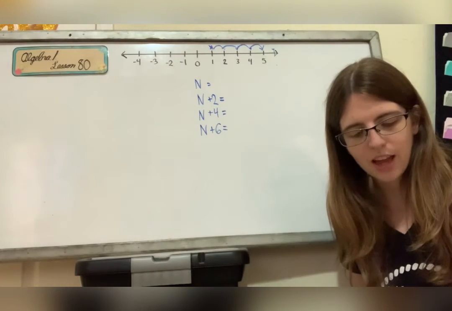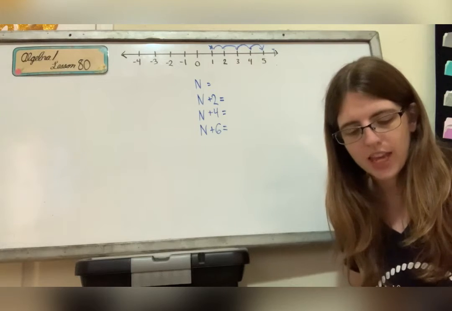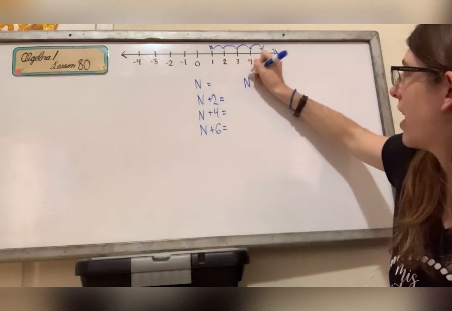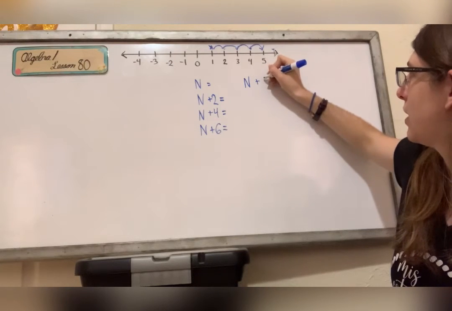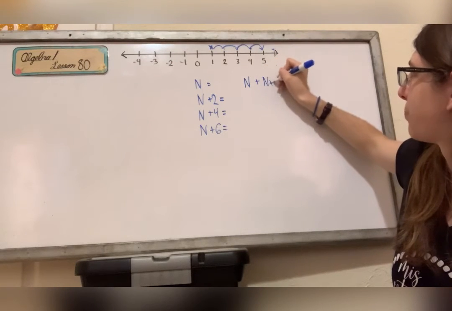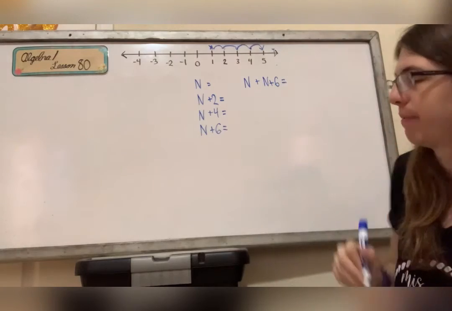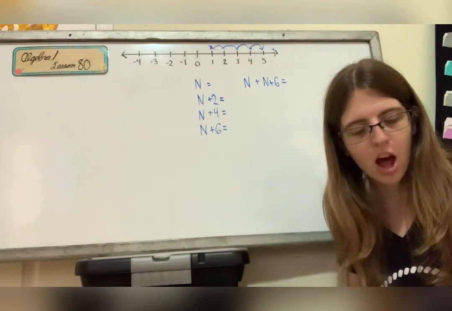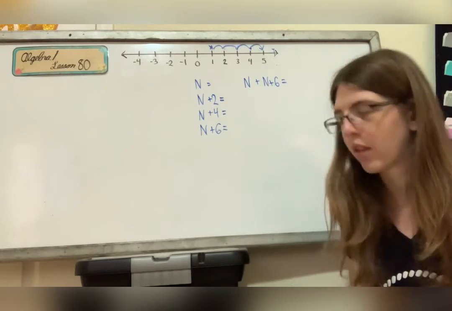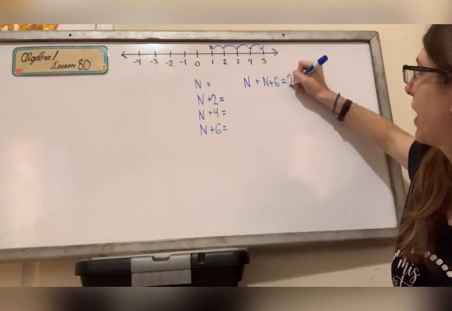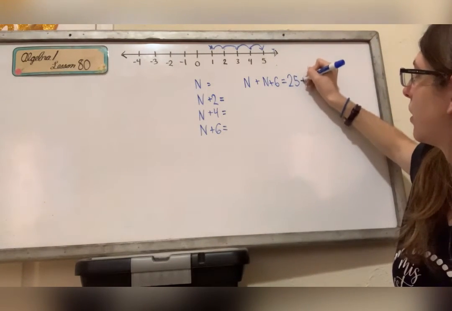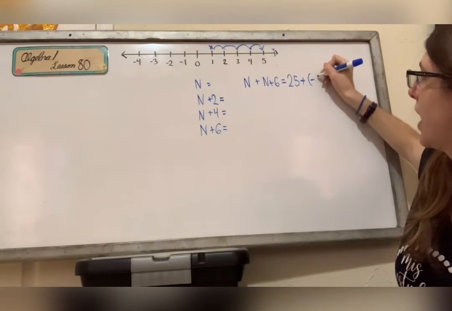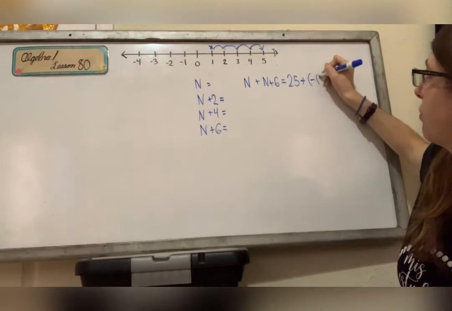All right, the sum of the first and fourth is. So I'm going to start with that. The first is n, the fourth is n plus 6. Equals 25 greater than the opposite of the third. So it's 25 plus, what's the opposite of the third? Well, that's when we have a negative, and the third would be n plus 4.